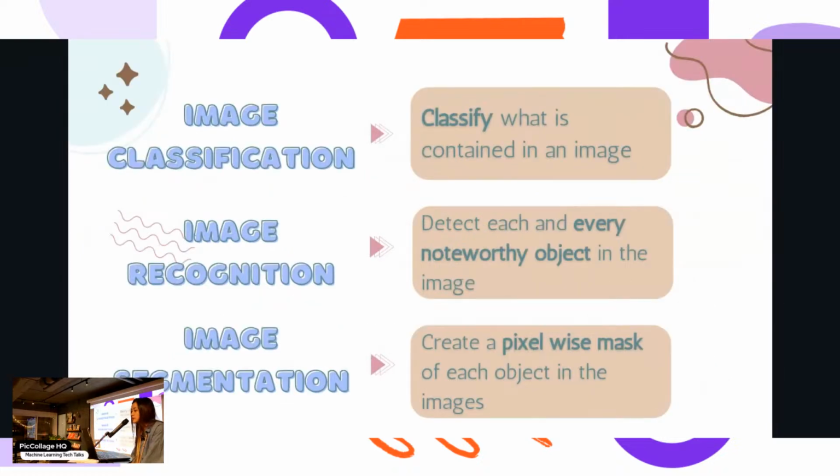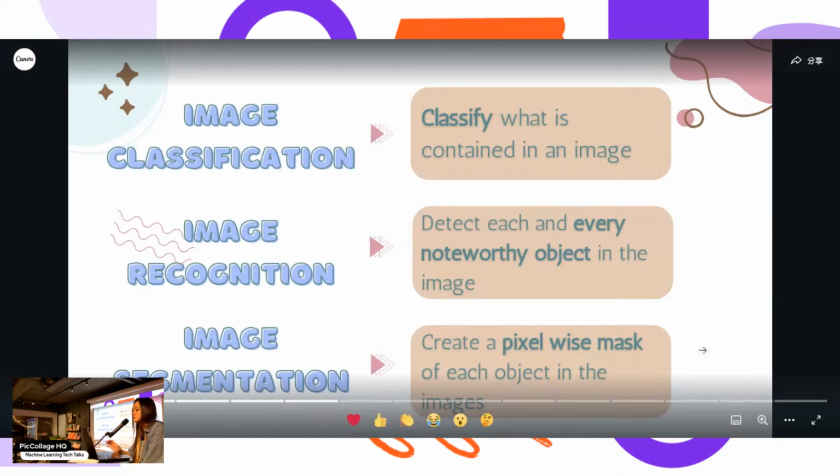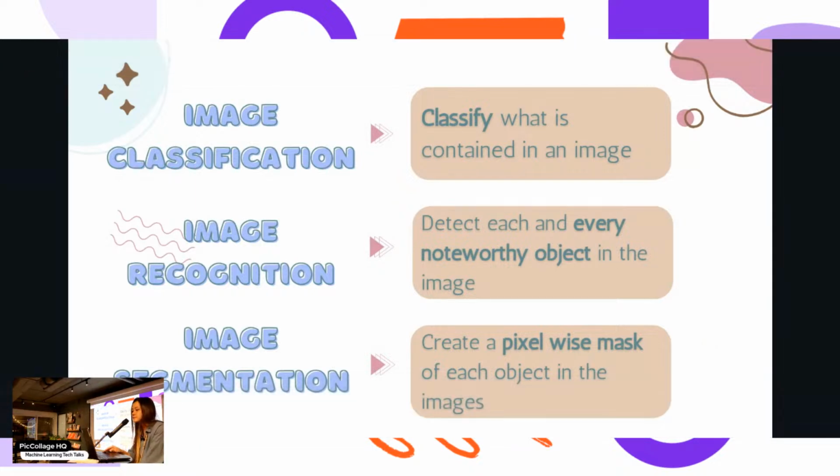So here's a quick summary. Image classification can classify what the image is with only one label. And with image recognition, we can detect each and every notable object in an image. And with image segmentation, we can create a pixel-wise mask.